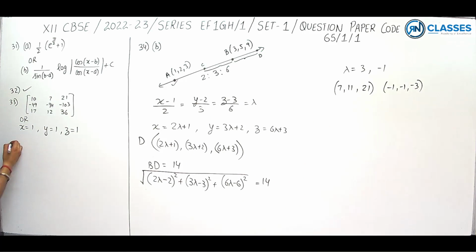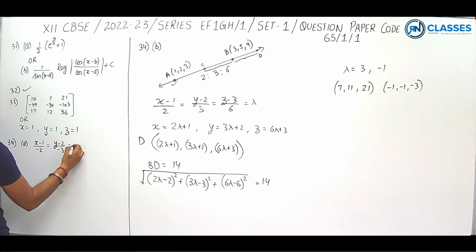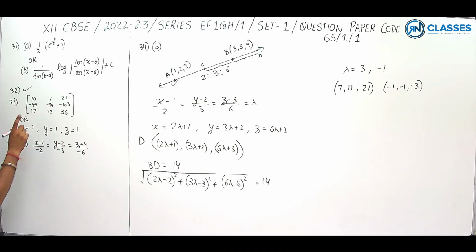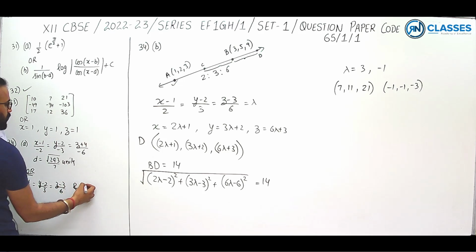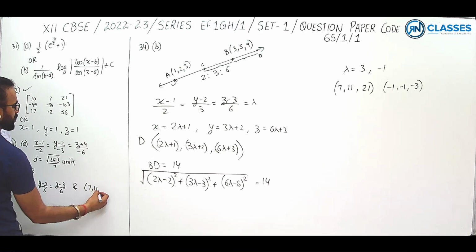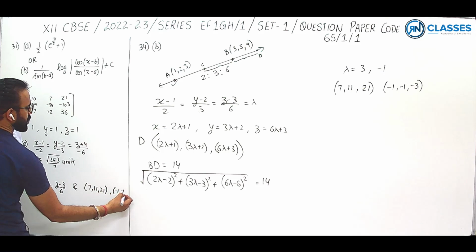So finally, 34th क्वेश्चन का आंसर पार्ट a का आपके पास आया: (x minus 1) by minus 2 equals (y minus 2) by minus 3 equals (z plus 4) by minus 6. And again, hence the distance d turns out to be root of 293 by 7 units. And choice part का जो आंसर है, that is equation of line which is (x minus 1) by 2 equals (y minus 2) by 3 equals (z minus 3) by 6, and also the coordinates of the points are (7, 11, 21) or (-1, -1, -3).